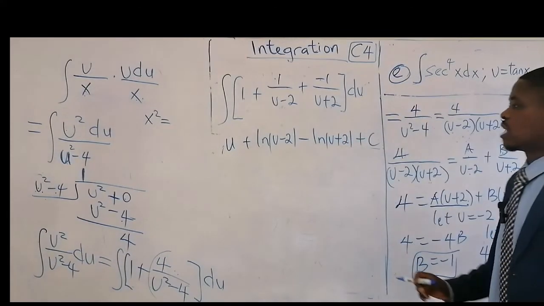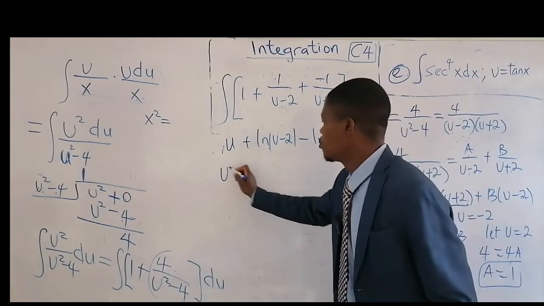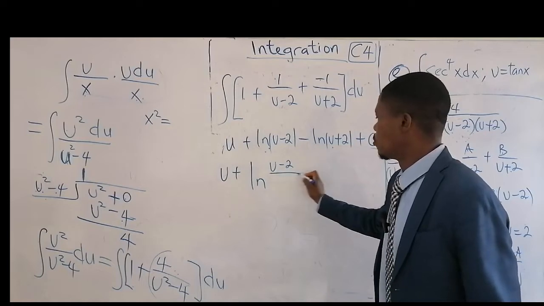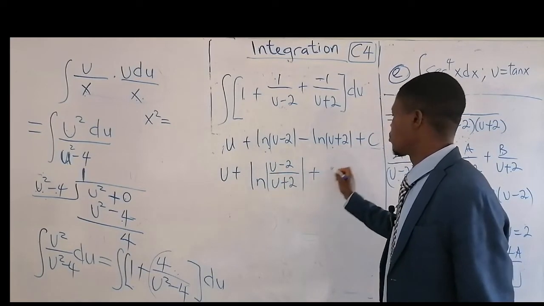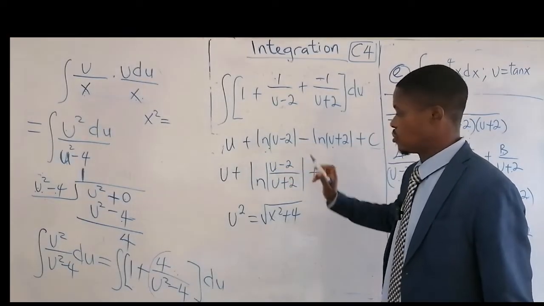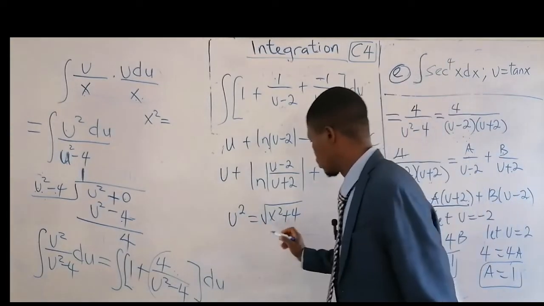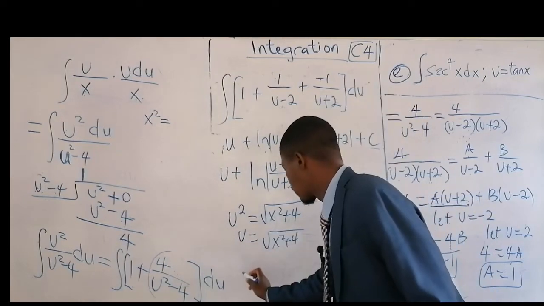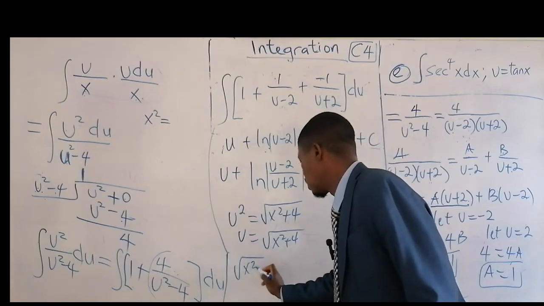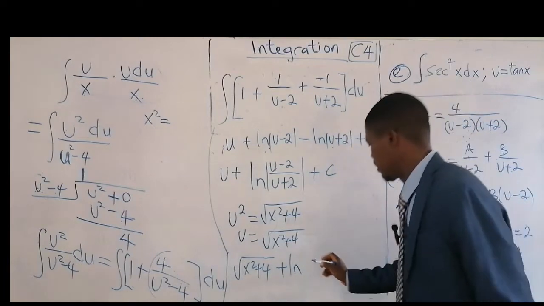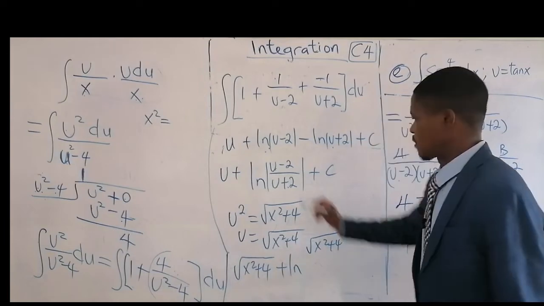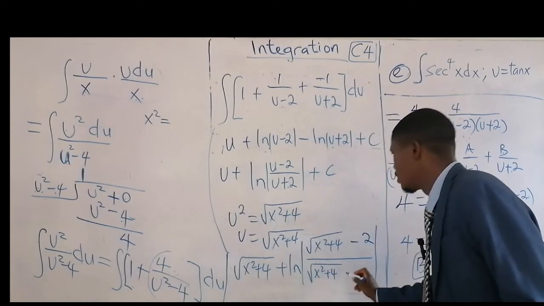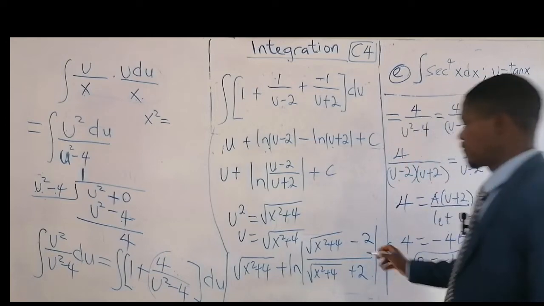So the next thing to do now is to combine these two together using your logarithm. So that will be ln of (u minus 2) all over (u plus 2), plus c. u is not in the question, we don't have u as part of the expression. So u is equal to the square root of x squared plus 4. So just come back here, and I'm going to have the square root of x squared plus 4, plus ln of (square root of x squared plus 4, that's my u here, minus 2) all over (square root of x squared plus 4, plus 2), plus c. And that finishes that solution.